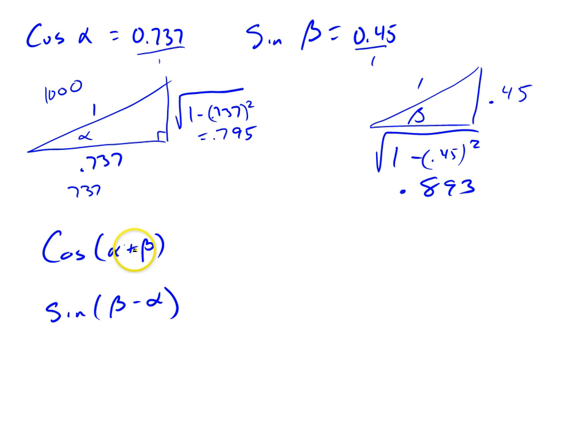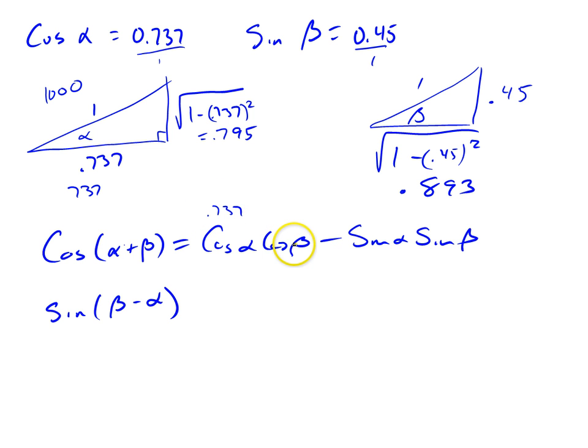So now, to calculate these things, I can use my identities. Cosine of alpha plus beta is cosine alpha, cosine beta minus sine alpha, sine beta. And I can plug in the things I need. What's the cosine of alpha? Well, it's this divided by that, so 0.737.